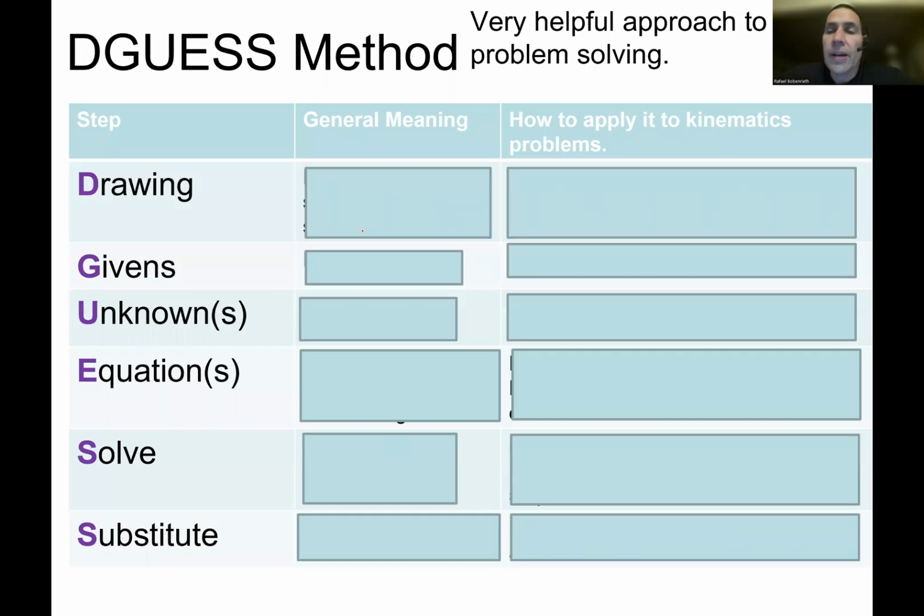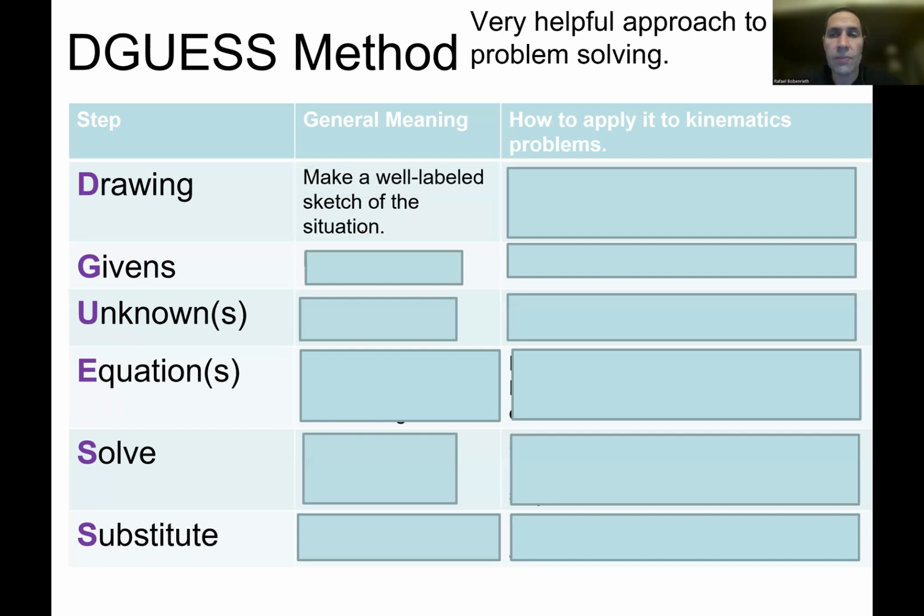All right, now let's talk about a problem-solving method that has really helped physics students over the years. It helps them organize, helps them understand. I will tell you at first, sometimes students say, oh, this seems like so much more work, but it really isn't all that much more work, and it is so useful to help you organize and stay thoughtful in your problem-solving approach. It has an acronym called DGUESS. You see there on the left, and the D stands for drawing. The G stands for givens, the U stands for unknowns, equations, solve, substitute. Okay, so let's talk through this.